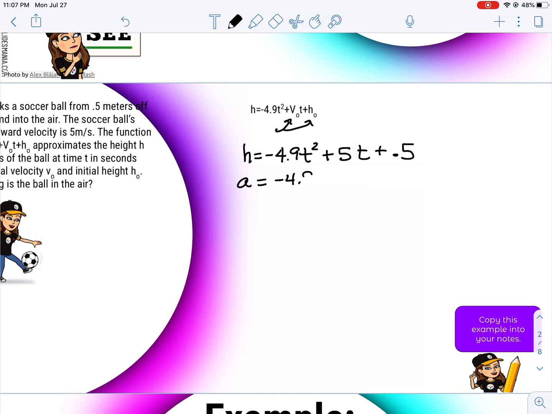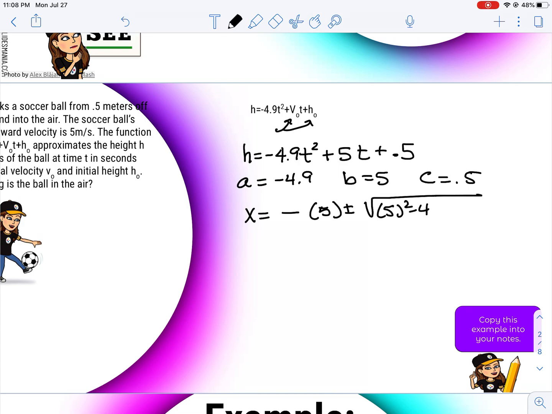So let's go ahead and identify our a is negative 4.9, b is 5, and c is 0.5. And we are going to substitute them into our equation. So remember, it's negative b, and b in this case is 5, plus or minus the square root of 5 squared minus 4ac, all over 2 times a.